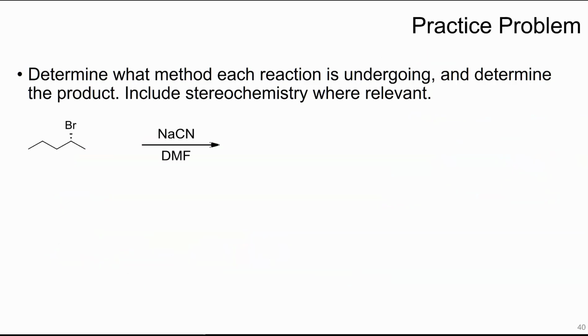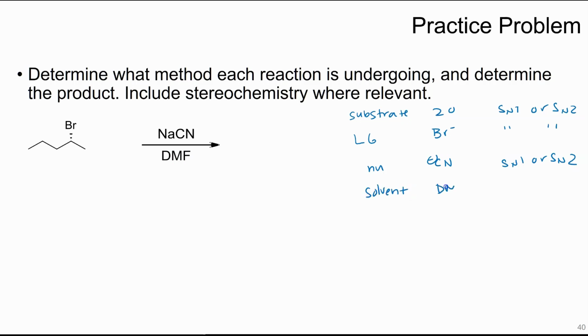All right, in this one, we go through the same process. So look at the substrate. That one is secondary, so SN1 or SN2. Leaving group, bromine, that's SN1 or SN2. Nucleophile is great. Could be SN1 or SN2. The solvent is acetonitrile, which is polar aprotic. This is SN2.